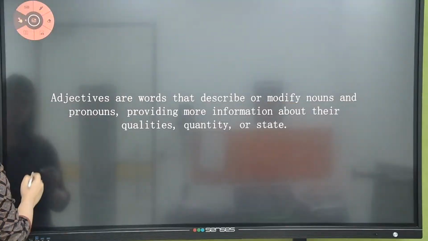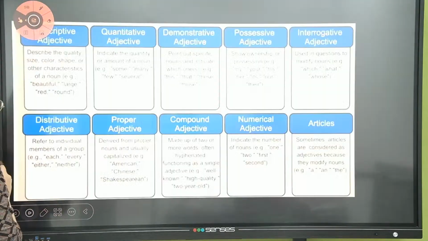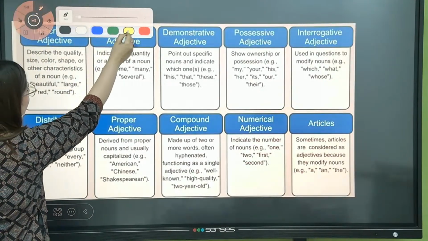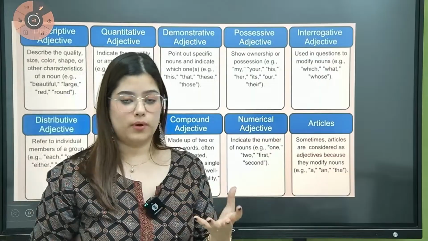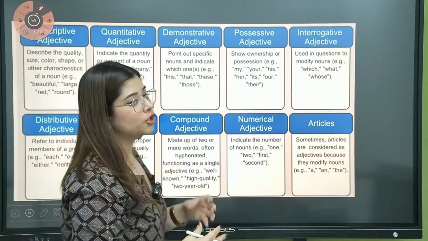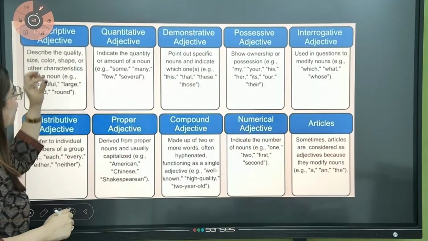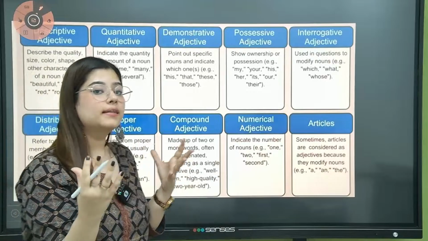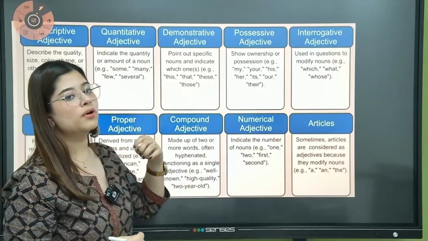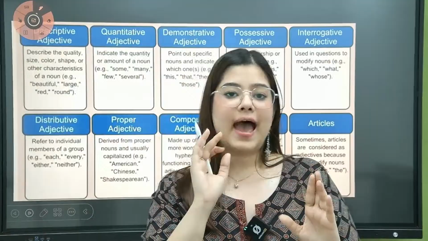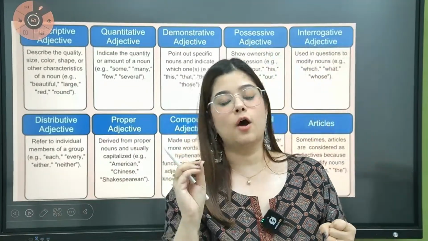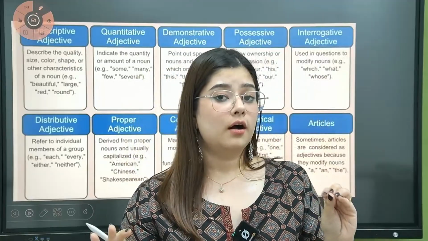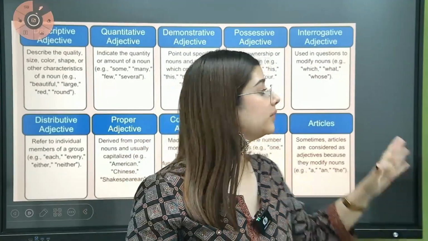So the types of adjectives, we can broadly classify them into the following types. First, descriptive adjectives, adjectives that describe a particular noun or a pronoun. For example, beautiful, large, round, etc. Next, we have quantitative adjectives that indicate the quantity of that noun, how much of that thing is present: some, many, few, several. See, every adjective would tell me something about the noun. If a word is describing a noun, giving me some more information about a noun, that would be an adjective.